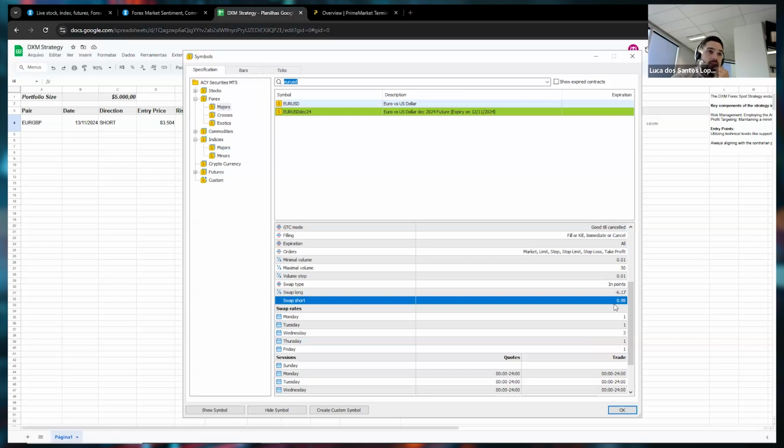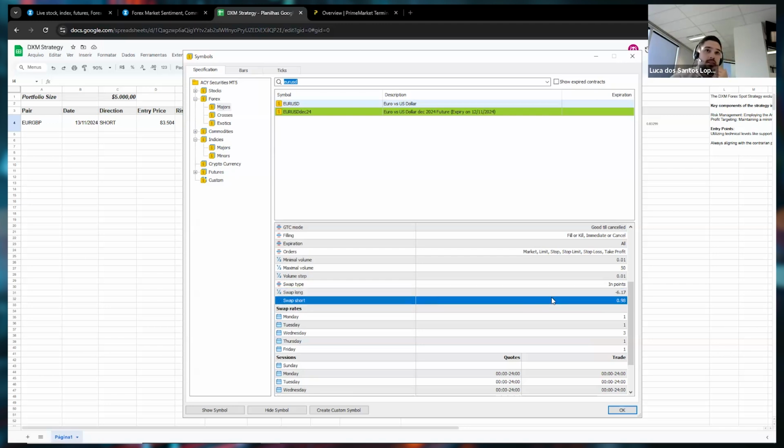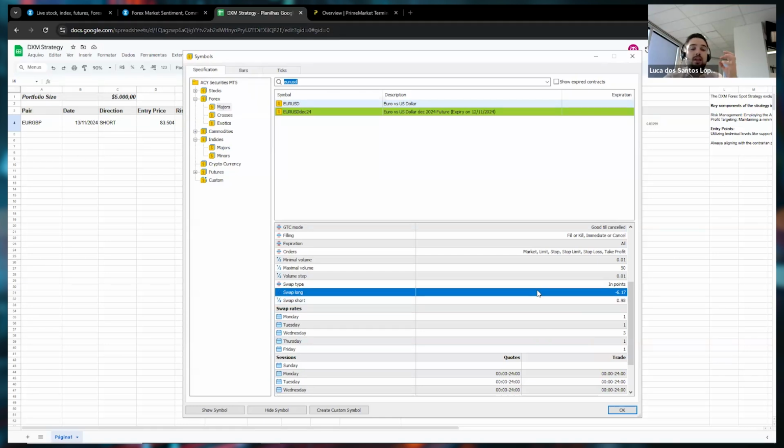So if you short every day, you get paid 98 cents on top of one full lot. And if you long, you get charged $6.17 every day for a full lot. So if you're using 0.5 lots, it's pretty much half of that. So $3 and around 6 cents and a half. So $3.06. Okay, that's how much you're going to be charged.